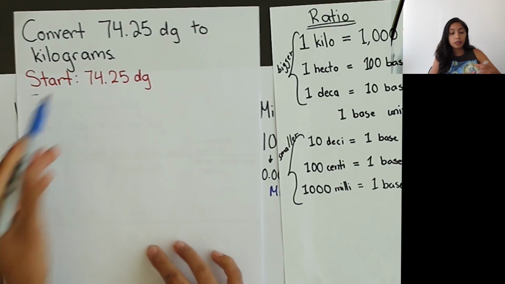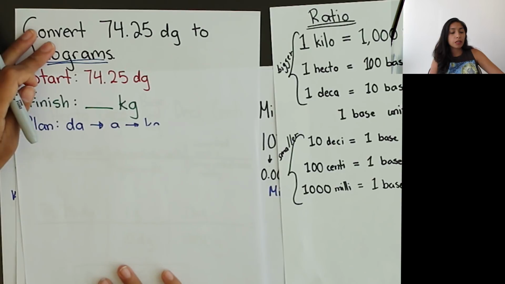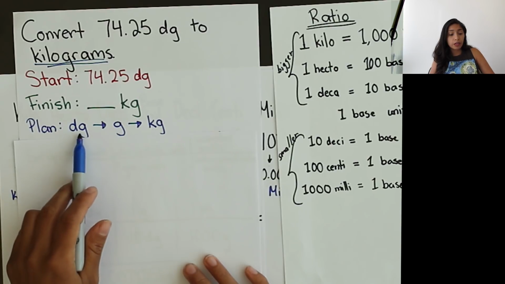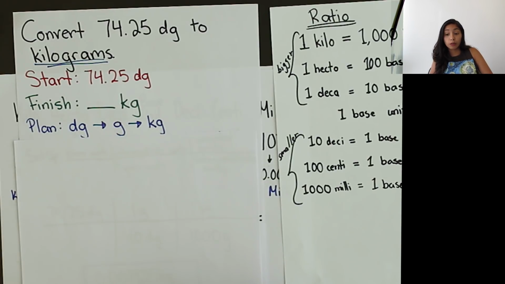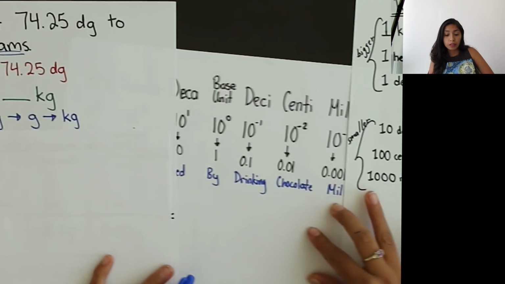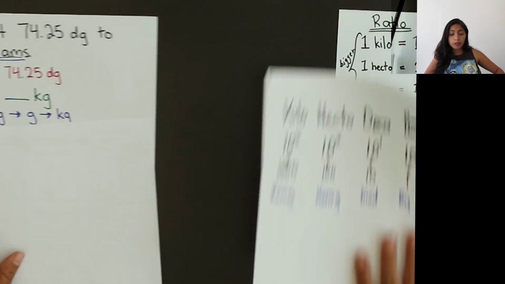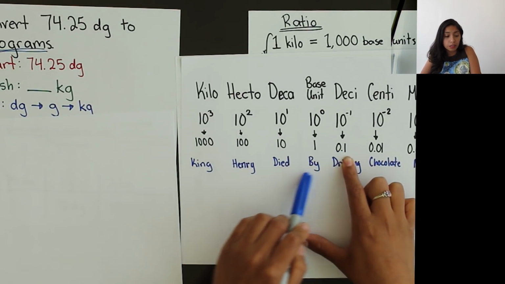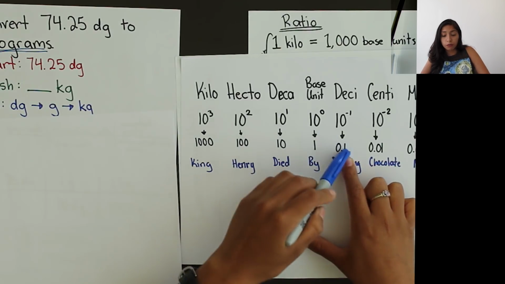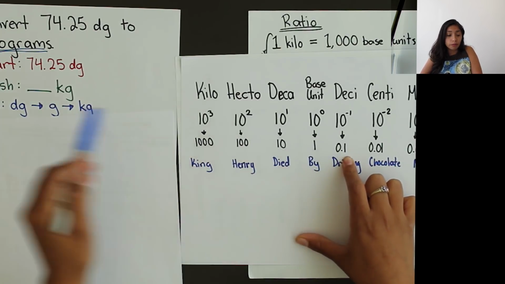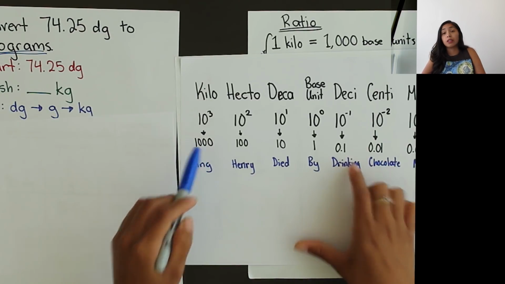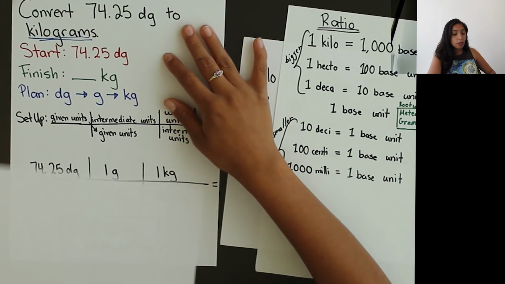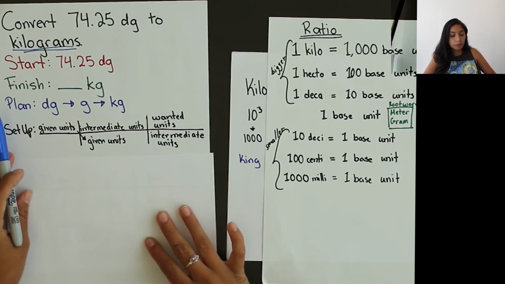We know we have to finish with kilograms because that's what the problem is asking us to do. Our plan is a bit different than the other one. We first have to go from decigrams to grams to kilograms. The reason is because all of these ratios are based on the base unit. We cannot go directly from deci to kilograms. We first have to go to the base unit, which is grams, and then to our kilograms. So we're going to use our ratio sheet here. And our setup is a bit different.